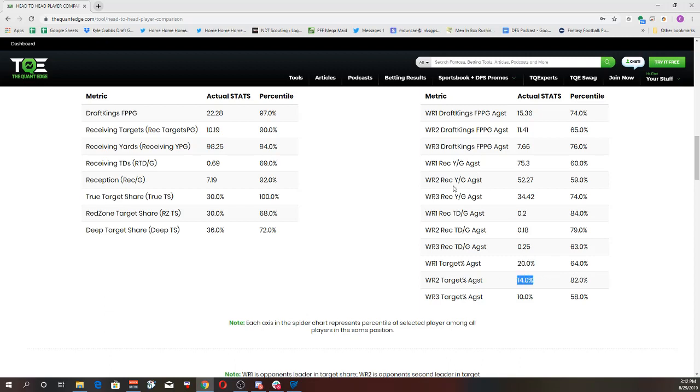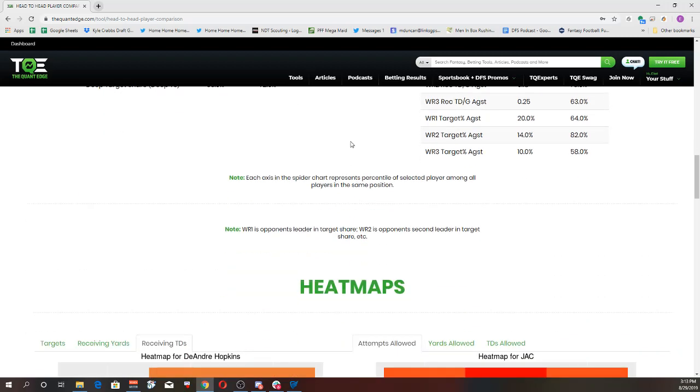A.J. Bouye is one of the best cornerbacks in the league. We see that his true target share, which is a target share minus spikes and throwaways, DeAndre Hopkins is actually the best in the league at that. Deshaun Watson loves throwing to him. It makes a ton of sense.